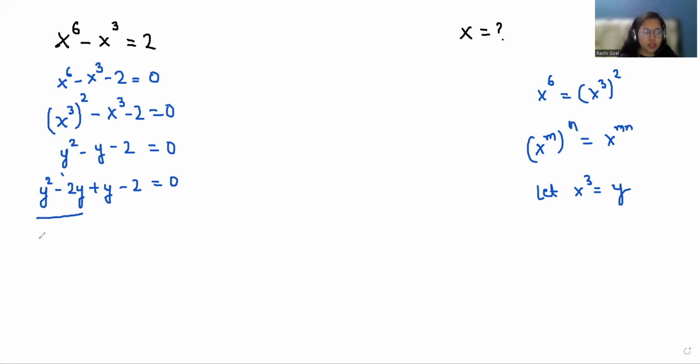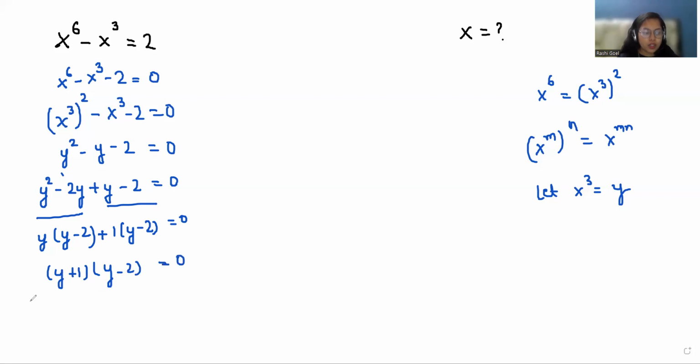Now from the first two terms, I can take y as common, so y - 2 is left. And from the last two terms, I take plus 1 common, so my y - 2 is left. So our first factor is y + 1, and our second factor is y - 2 = 0.